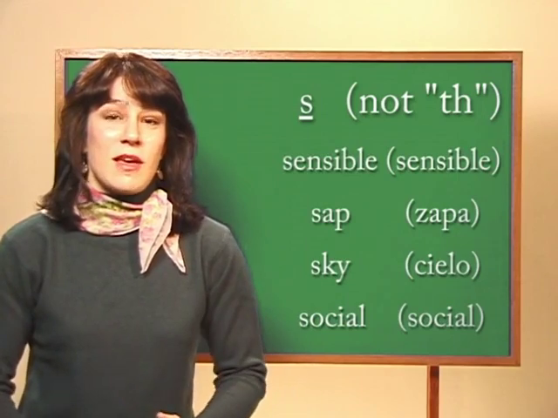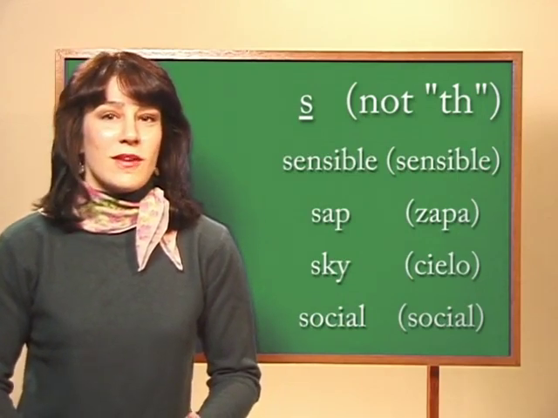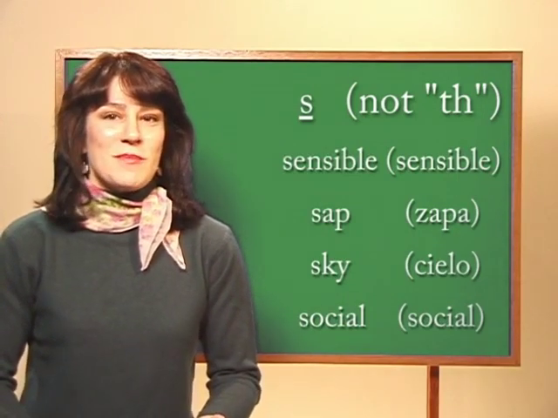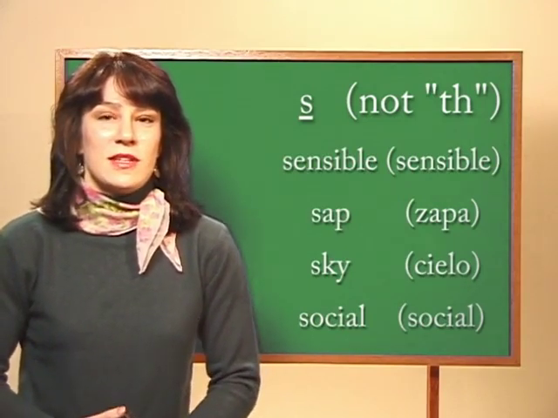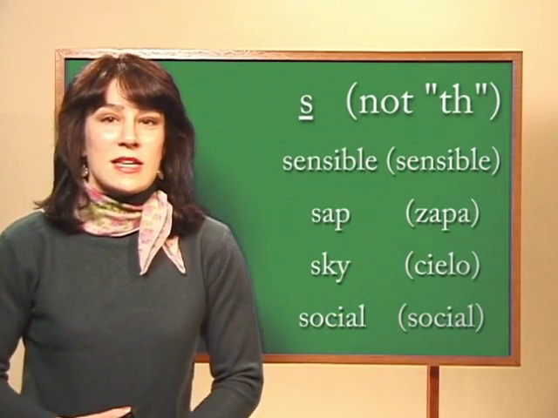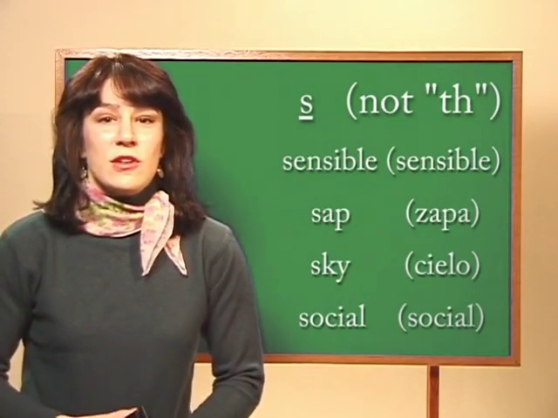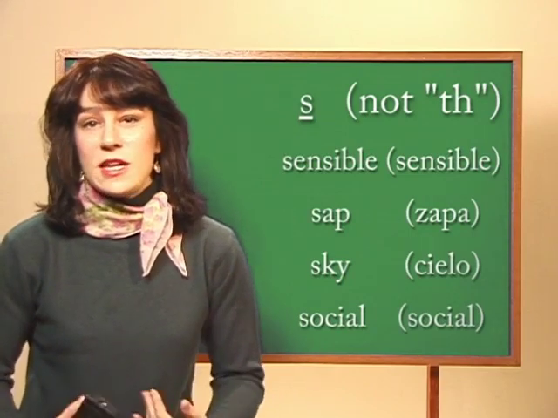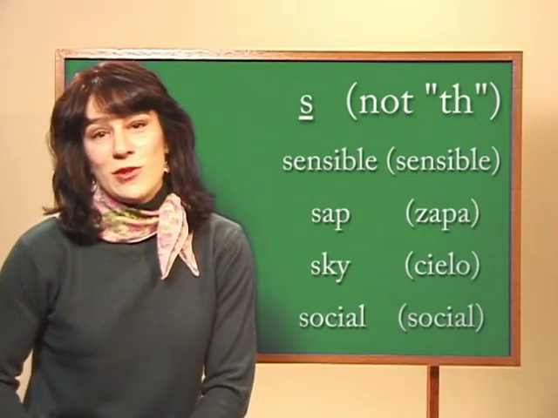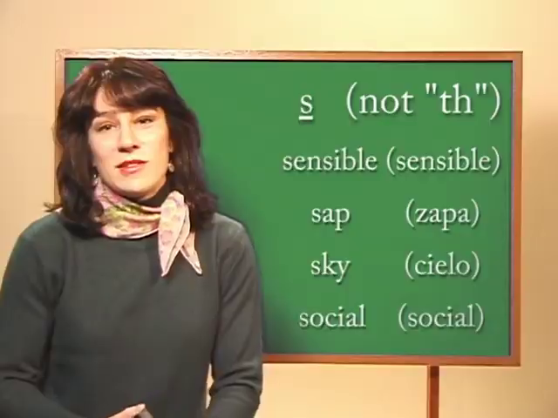I've heard people say something or sensible. Here are some English words: sensible, sap, sky, and social. All of those I've heard Spanish speakers say with a TH. Listen to Julian with a common mix-up.